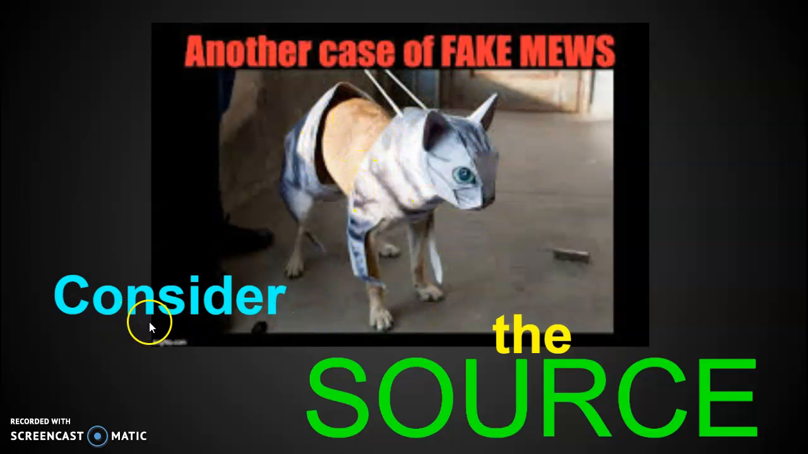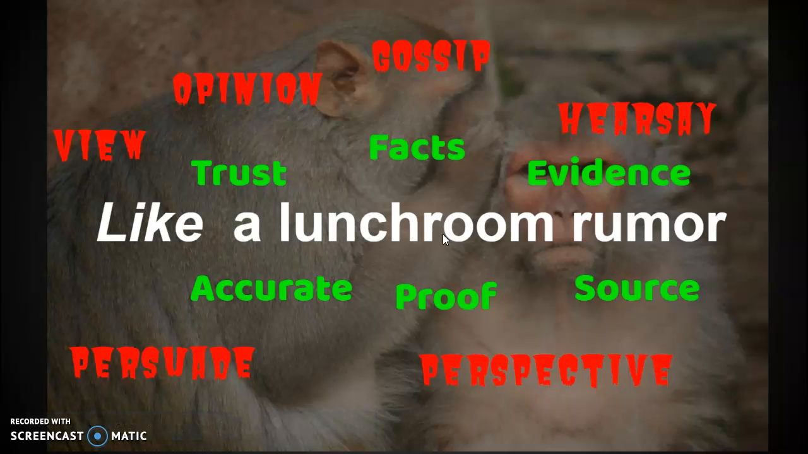First thing you want to think about is considering the source. Where is it coming from? Think about it like being at the lunchroom table. You hear a rumor. You want to make sure that rumor is true or not true. You want proof. You want accuracy. Is it somebody's opinion? Is it gossip? Is it somebody else's perspective? All of this exists on the internet and it's really difficult to go through.